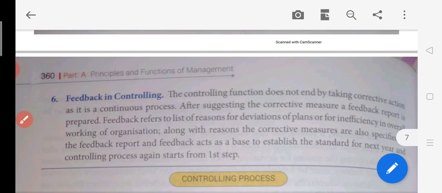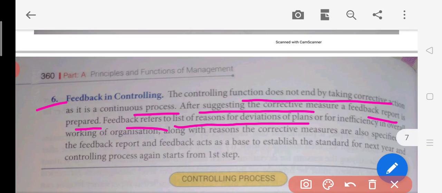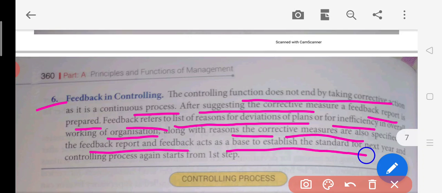Then the sixth point is feedback in the controlling. What is feedback in the controlling? The controlling function does not end by taking corrective action, as it is a continuous process. So you will have to review it every time. After suggesting corrective measures, a feedback report is prepared. Feedback refers to a list of reasons for deviation from plans or for inefficiency in the overall working of the company, along with the corrective measures, and the feedback report also acts as the base to establish the standard for the next year.